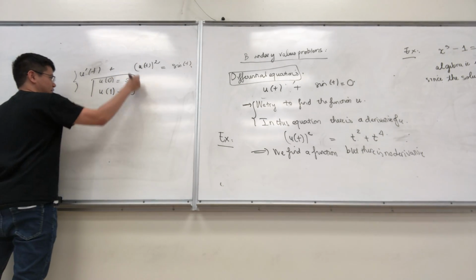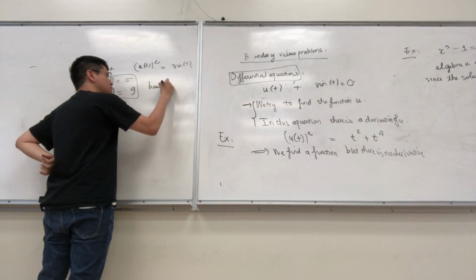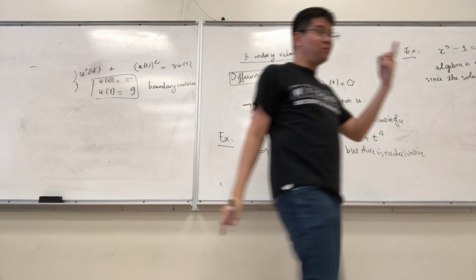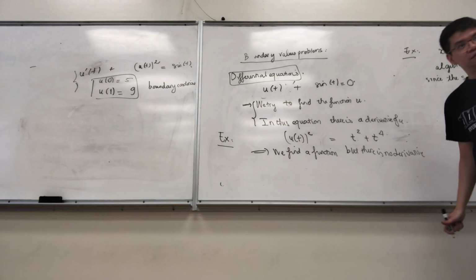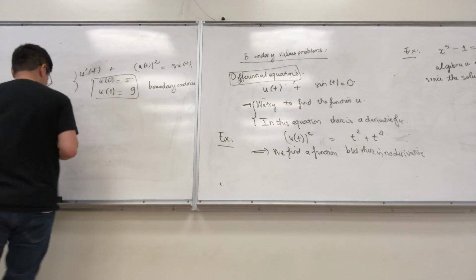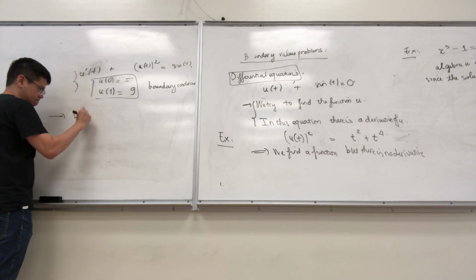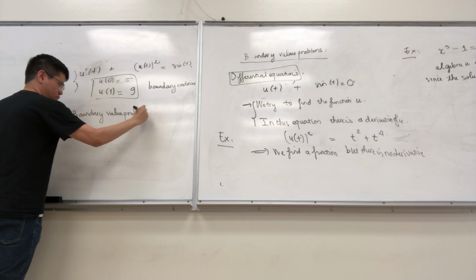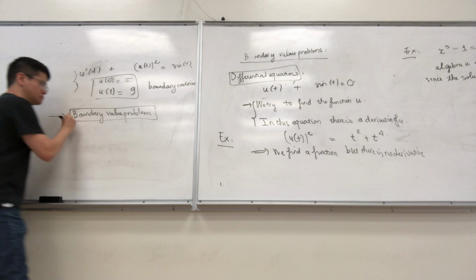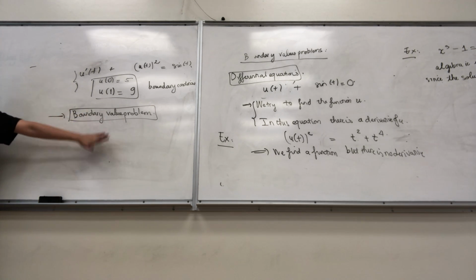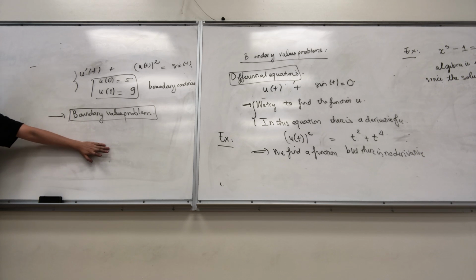So if you have two, this is a boundary condition. If you have only one, this is the initial condition, and if you have two, this is the boundary condition. All right? And this problem is called a boundary value problem. So a differential equation in which you have two boundary conditions is a boundary value problem. Questions? That's good.